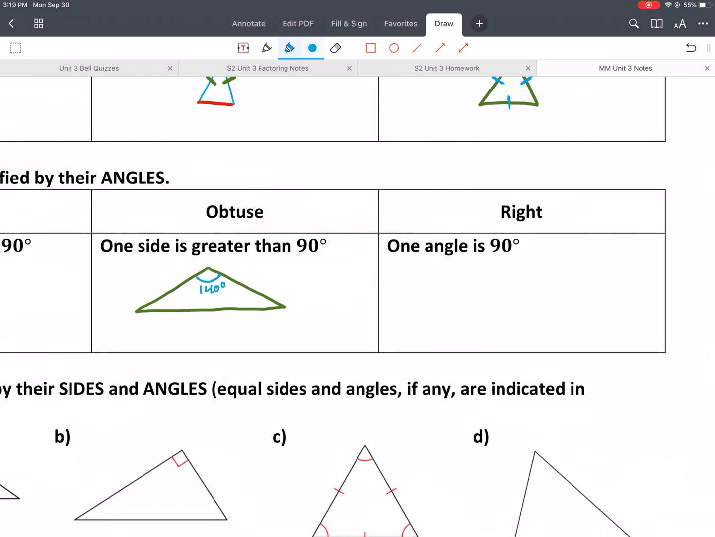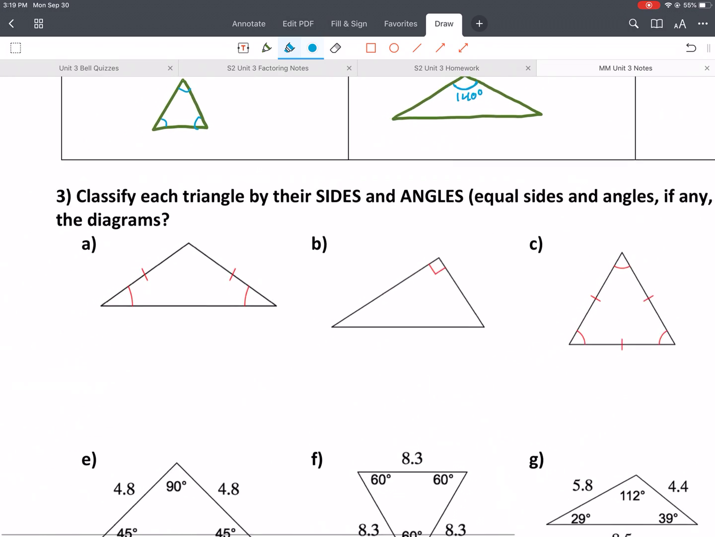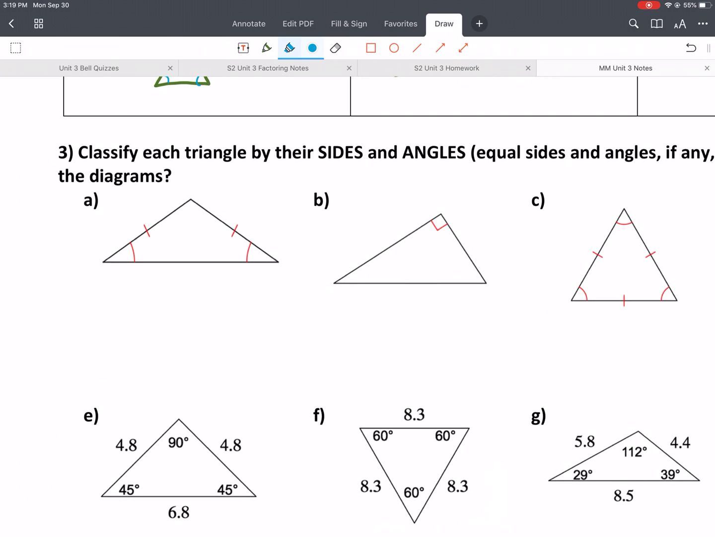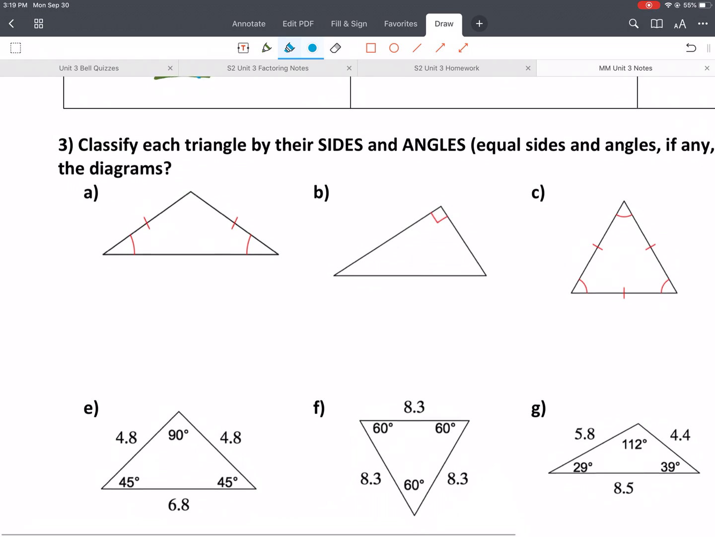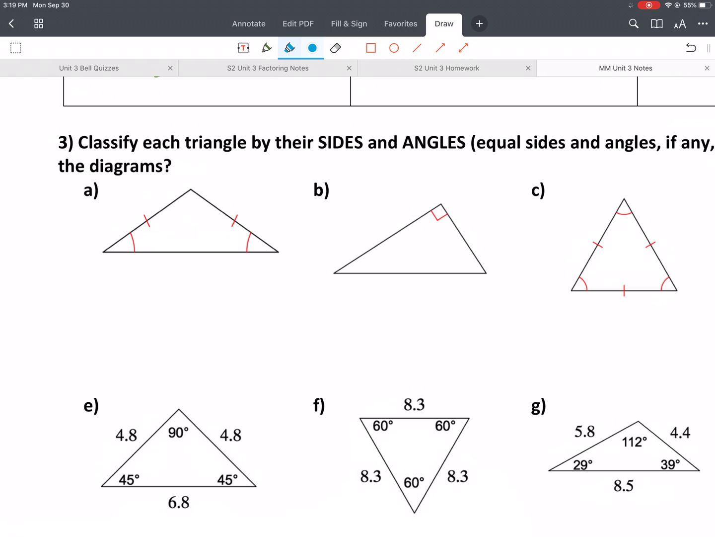Next we have a right angle. Right angle means that one of the angles is 90 degrees. To signify that, we do this little box in the corner. So that would be a right angle. Let's see if we can classify some of these triangles. Pause whenever you can and do it yourself. See if you can do it.